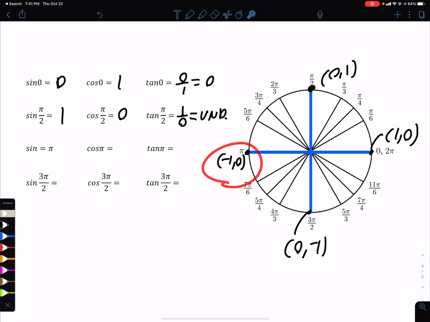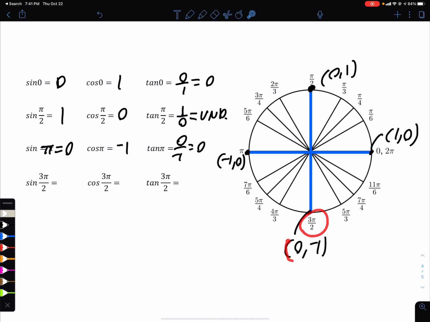Let's look at pi. Here's pi. Cosine's the x, sine's the y. Cosine's -1, sine is 0. Well, tangent is sine over cosine. 0 over -1, which is 0. And one more, and we're done with the unit circle, is 3 pi over 2.